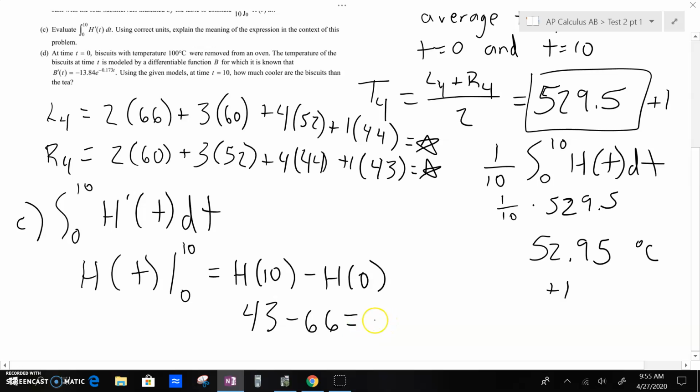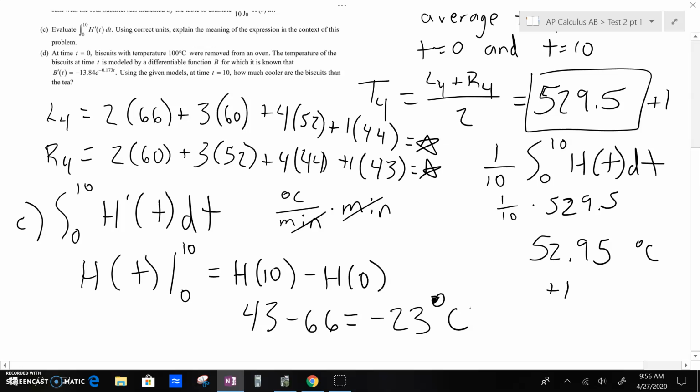And let's see, what would that be? A negative, boy, arithmetic's always tricky, right? Negative 23 is the gap between those two. So 43 minus 66 is negative 23, and then we need to use correct units. If we take the integral of a derivative, our derivative would be degrees Celsius per minute, and our dt is in minutes, so when you integrate a derivative, you're left with just degrees Celsius. So negative 23 degrees Celsius.